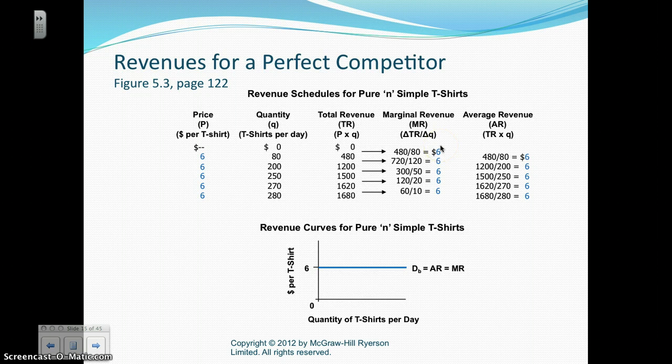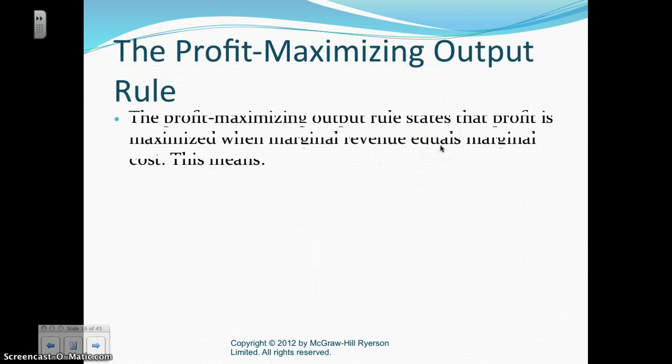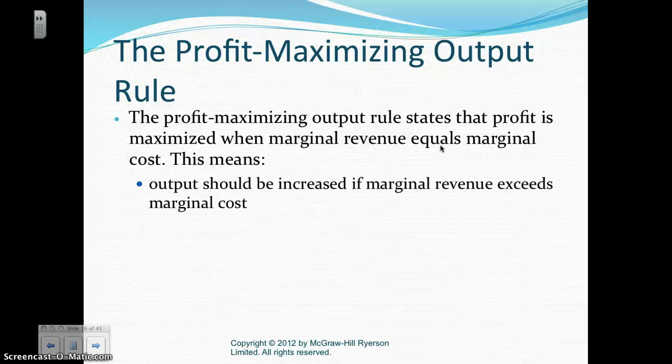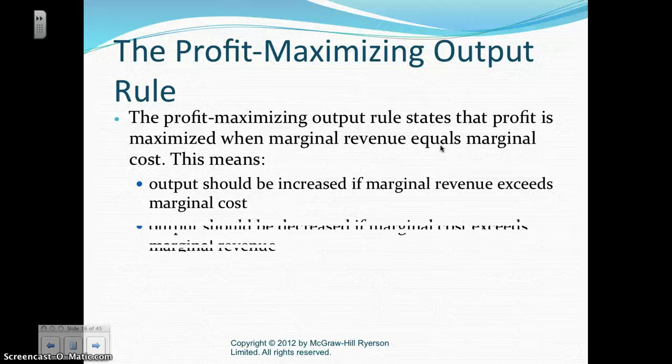Let's trek forward. Profit maximization rule. The profit maximizing output rule states that profit is maximized when marginal revenue equals marginal cost. So output should be increased if marginal revenue exceeds marginal cost, and obviously the opposite holds true.